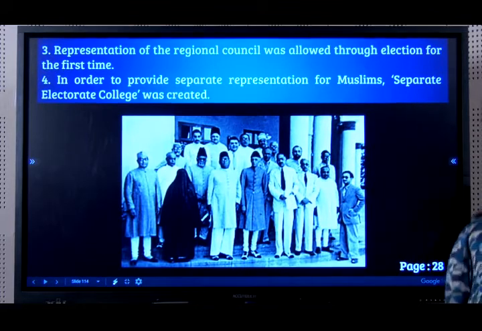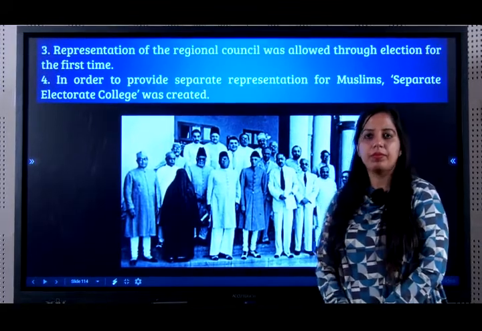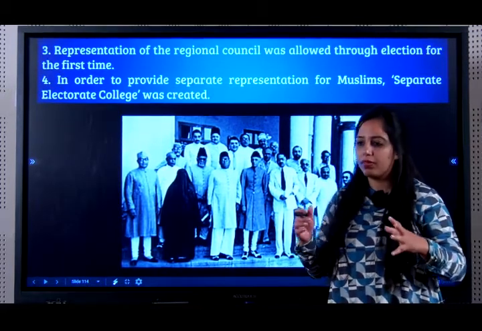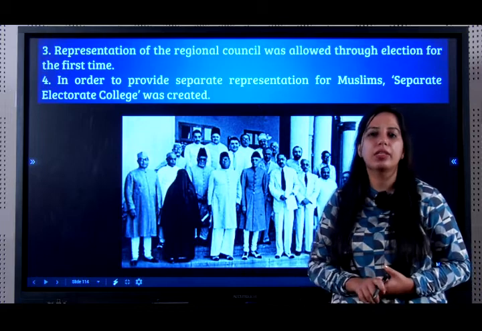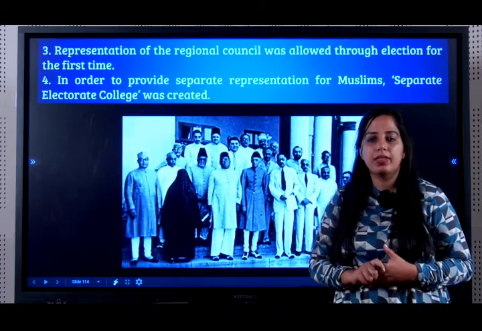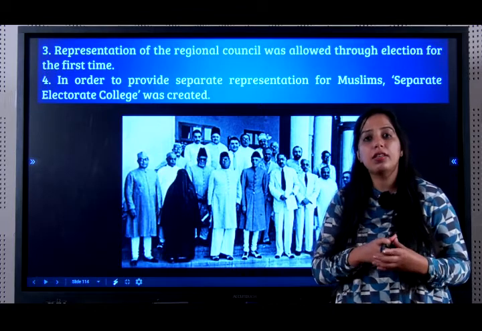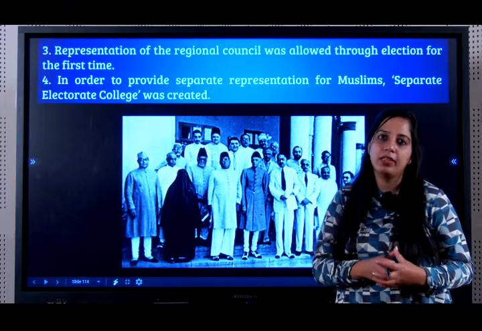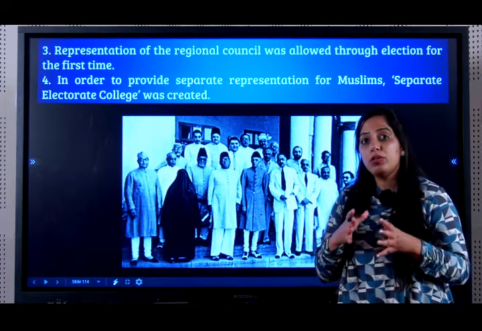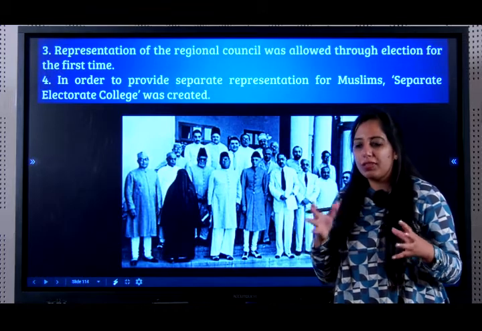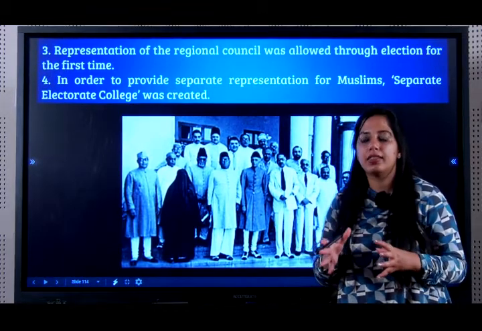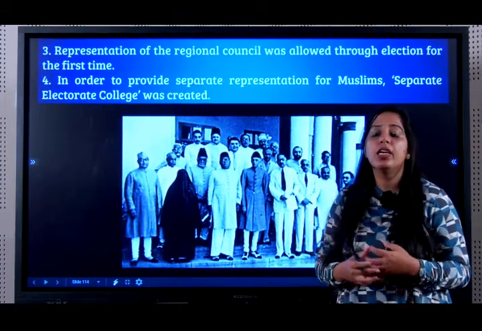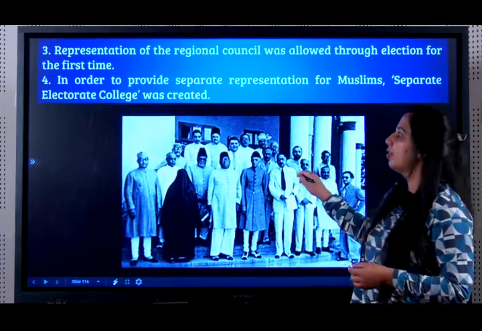Sir, 1 minute. What is a separate electorate college? So let's say in India the majority were Hindus, Muslims were in minority, so they wanted certain seats that would be reserved for Muslims alone, and even the voting would happen accordingly. So this was called separate electorate college. Now this is the way to divide Indians, a very smart policy by the British to affect the unity of Hindus and Muslims in the freedom struggle.